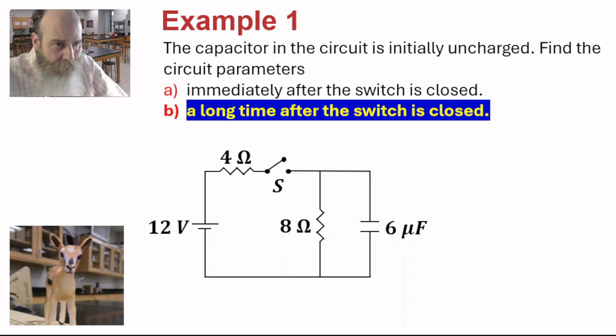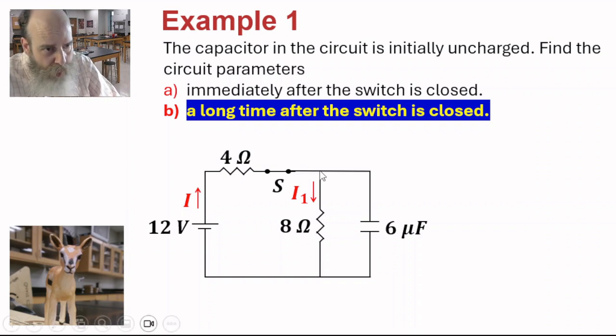Now let's look at B, a long time after the switch is closed. So we close the switch. Current I flows through the battery. At this junction, it breaks up into 2 parts: current I1 through the 8 ohm resistor and current I2 through the 6 microfarad capacitor.